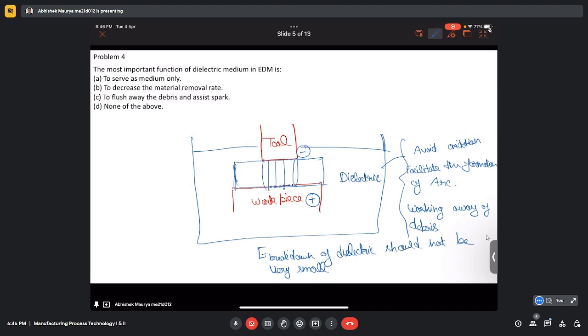Otherwise, we will not be able to provide sufficient energy to remove the material from the workpiece if the breakdown of the dielectric medium takes place at very low voltages or at a very small electric field. That we don't want. The spark should have sufficient energy to remove or vaporize the material from the workpiece. So the breakdown voltage of the dielectric should be sufficiently high, as well as it should facilitate the formation of ions, because as I told, first of all cold emission of electrons takes place. Those electrons should be able to create ions when they collide with the dielectric material. If those electrons are not able to ionize the dielectric medium, then we will not get the plasma column or the spark column.